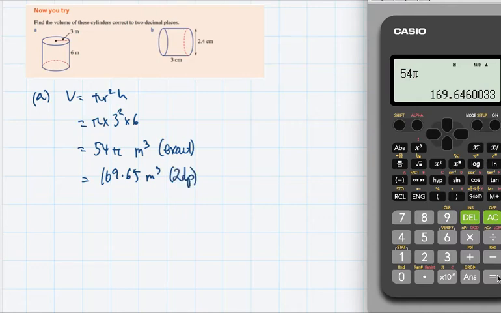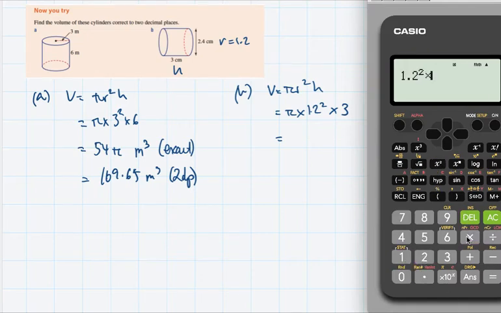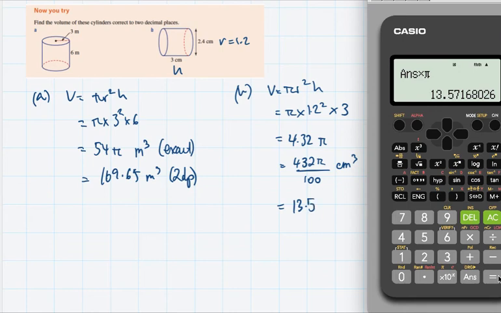So we can see here that our answer is 169.65 cubic meters. Let's move on to B. So our answer is 13.57 cubic centimetres. So hopefully you found those ones okay.